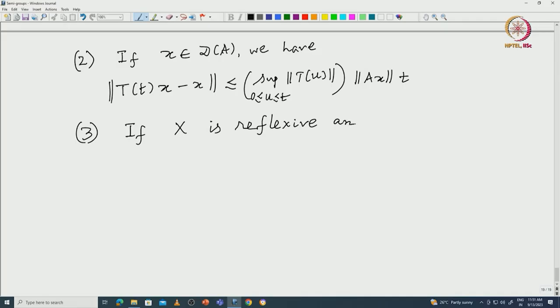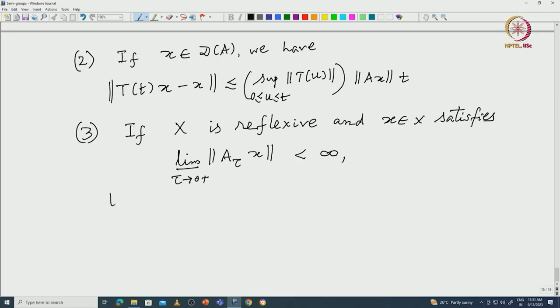And x belongs to X satisfies the relation lim inf as tau, again tau dash to 0, is finite. Okay. Then x belongs to the domain of A.